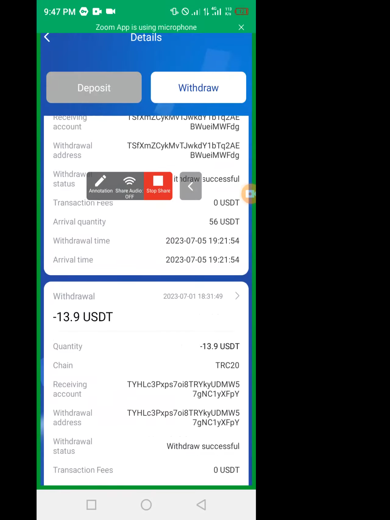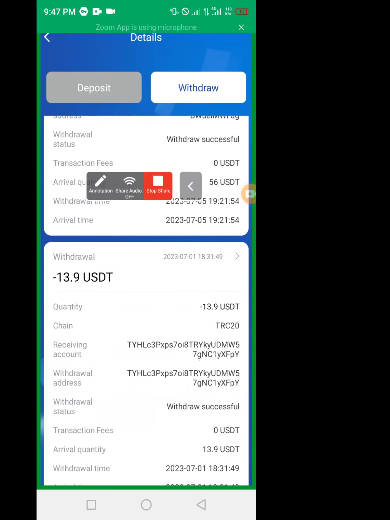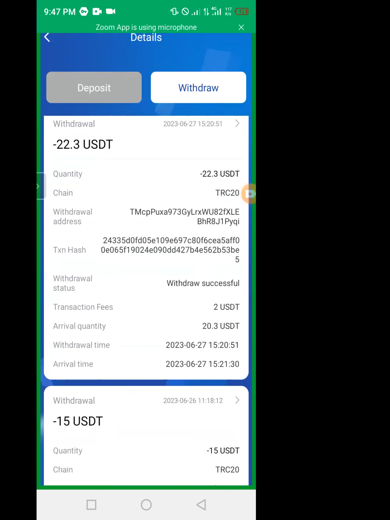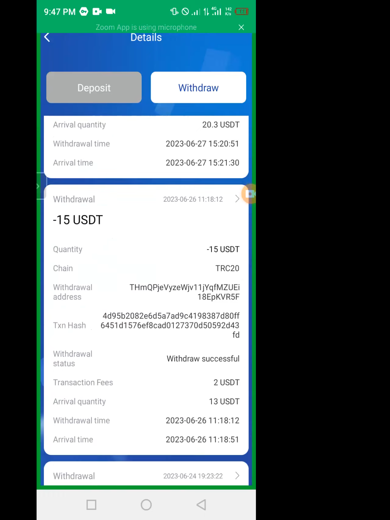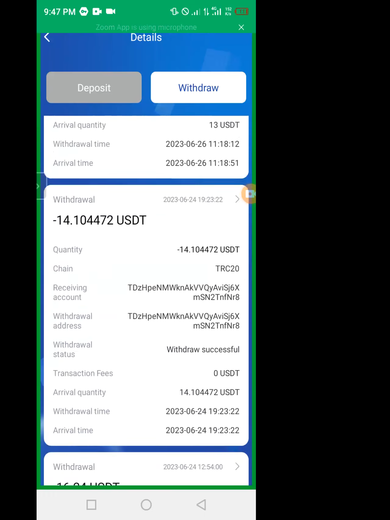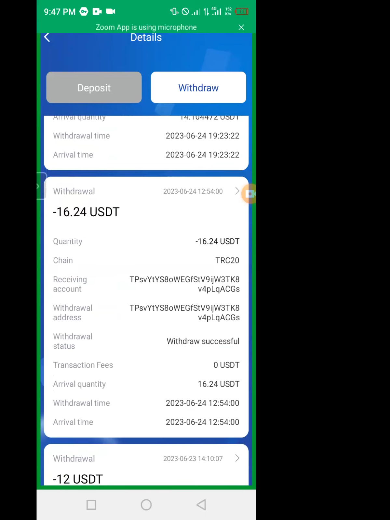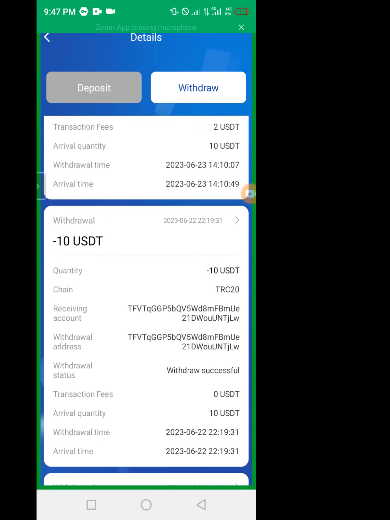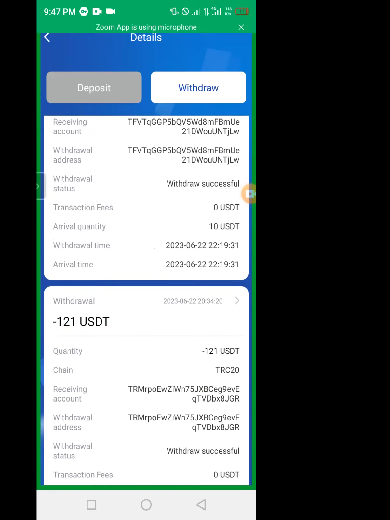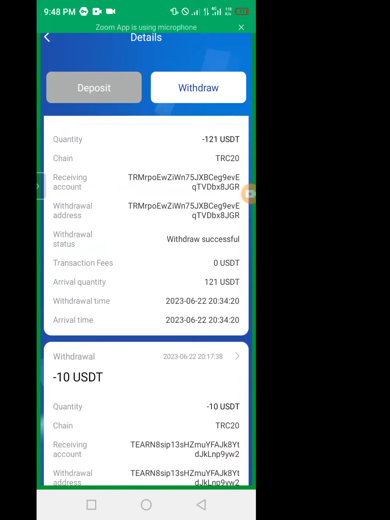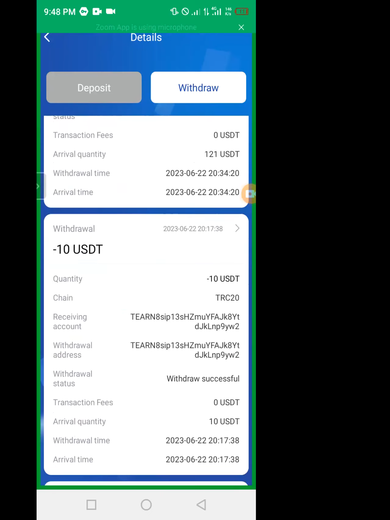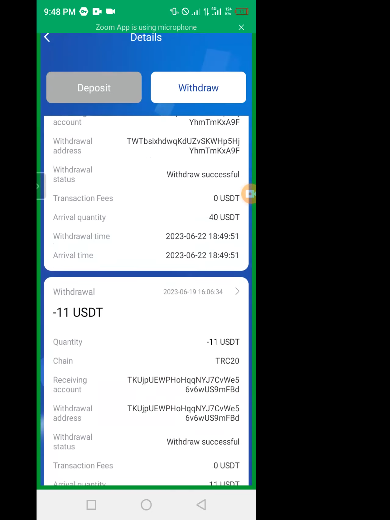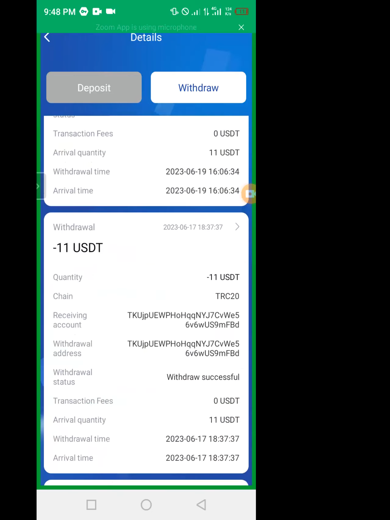We can see on the 1st of July, I withdrew 13.9. On the 27th of June, I withdrew $22. On the 26th of June, I withdrew 15. Then on the 24th, $14, then $16 again on the 24th. On the 23rd, I withdrew $12. Then on the 22nd, I withdrew $10, then $121, then $10, and again $40. Then on the 19th, I withdrew $10. Then the 11th, and so on and so forth.